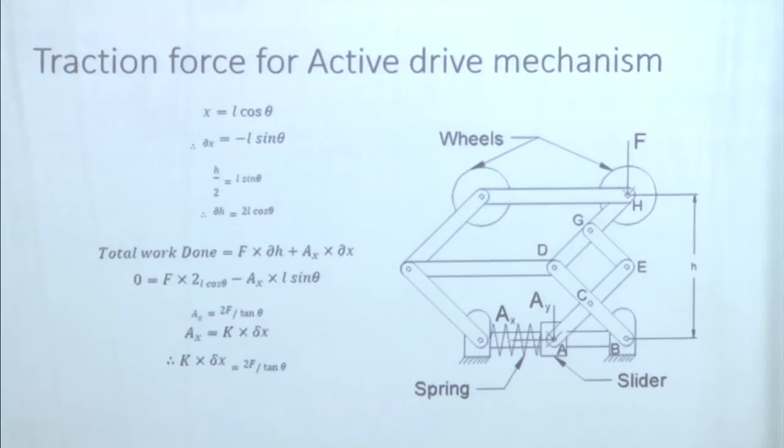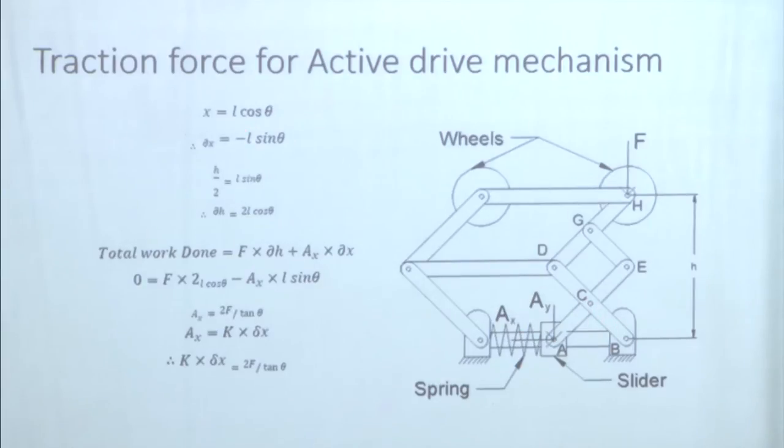If you know that you need this much traction force to move on a vertical wall or inclined wall, then you can find out what should be the spring stiffness. Vice versa, if you know the spring stiffness, you can find out what will be your traction force. So beforehand, you can decide whether your robot will be able to climb or not. L is the length of this link. X is the distance AB. So this length is L, and the angle is theta.